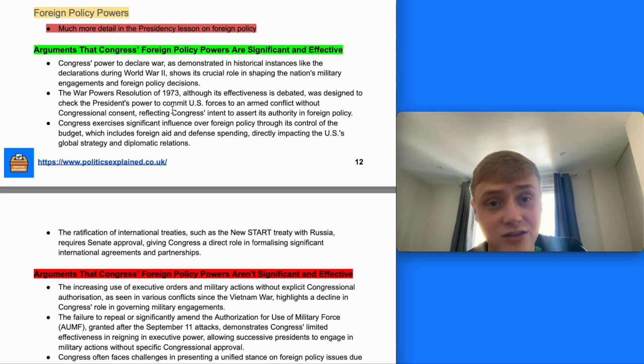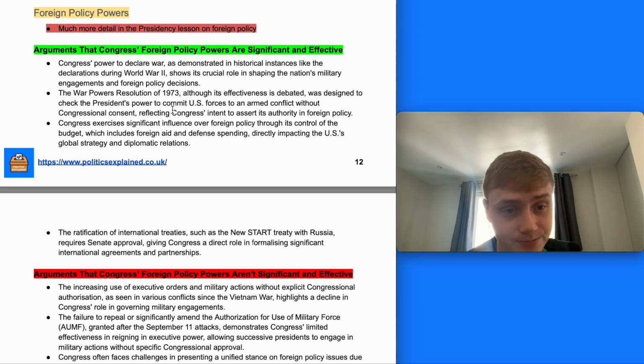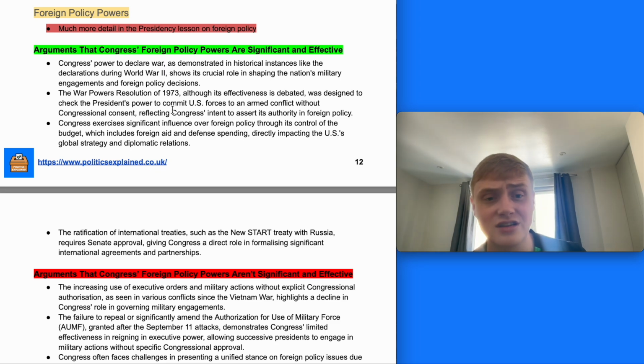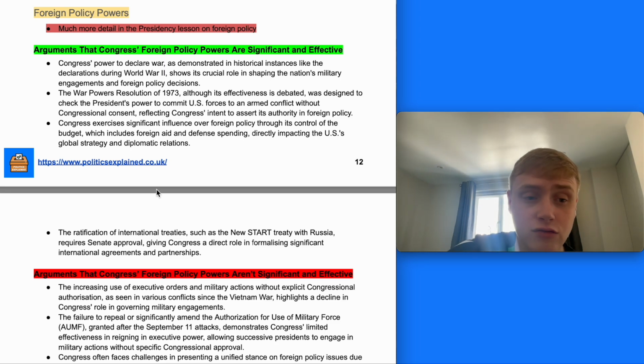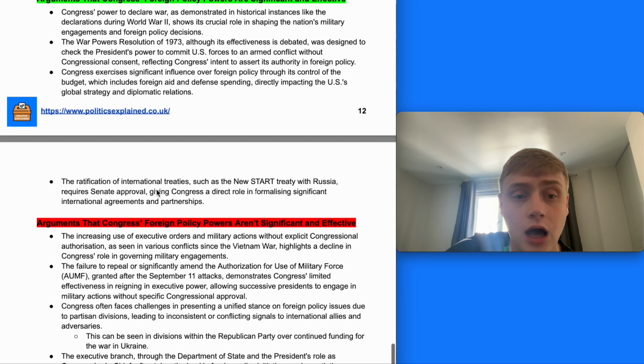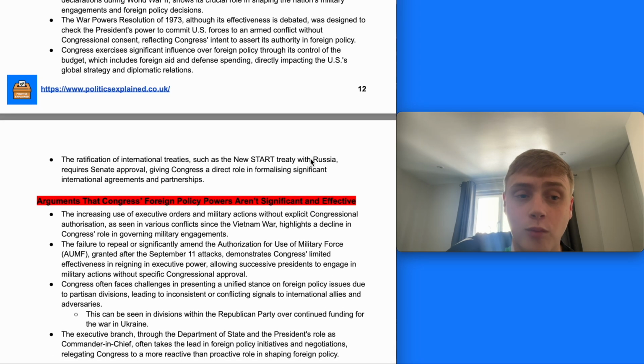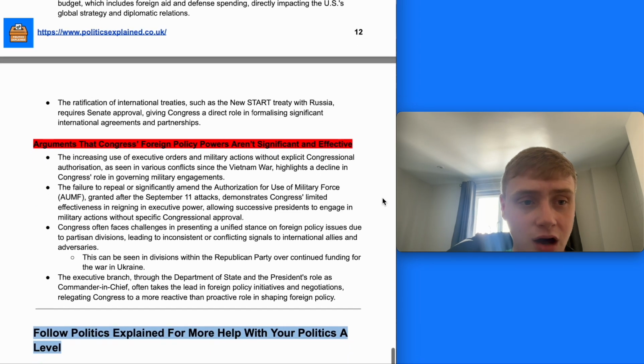The War Powers Resolution was designed to check the president's power to commit forces in an armed conflict without congressional consent, and in some ways can be seen as having been effective. Congress can also exercise significant influence over foreign policy through the power of the purse, and the ratification of international treaties, such as the New START Treaty with Russia, requires Senate approval, therefore giving Congress a direct role in formalising significant international agreements and partnerships.